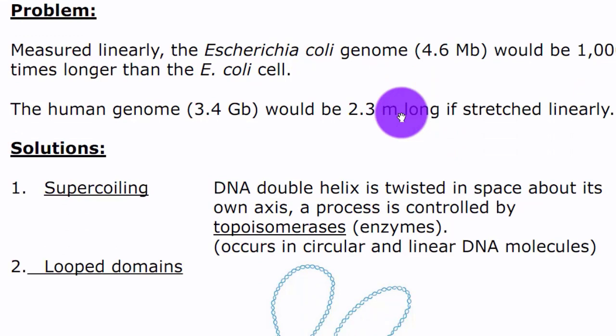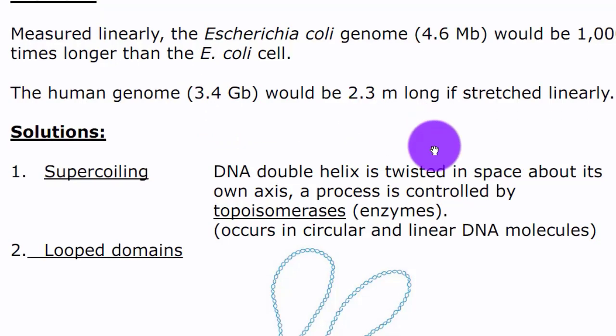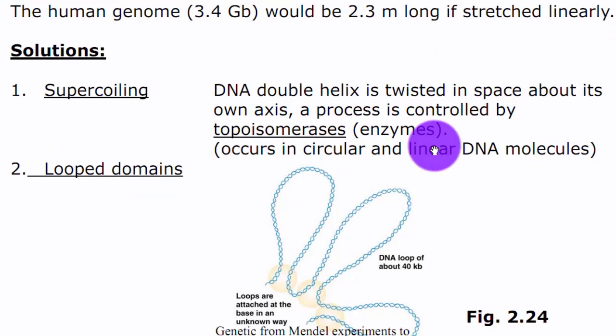The problem is measure when linear. The Escherichia coli genome of 4.6 Mb would be 1000 times longer than the E. coli cell. How does this genetic material find space inside the cell? The human genome of 3.5 Gb would be 2 to 3 meters long if stretched linearly. What is the solution? How does the genetic material find space inside the cell? The solution, number one, is supercoiling.